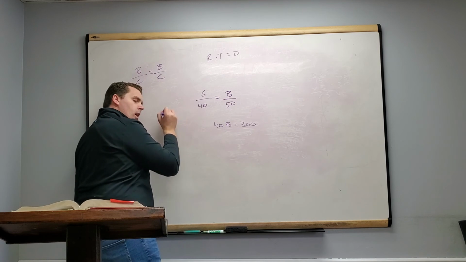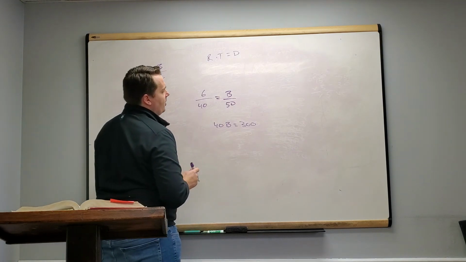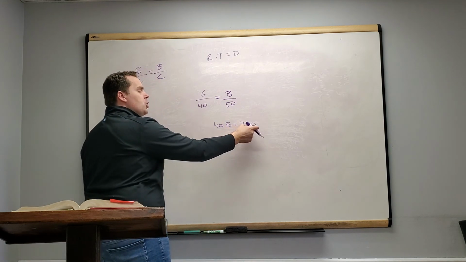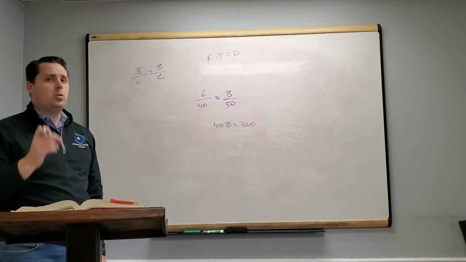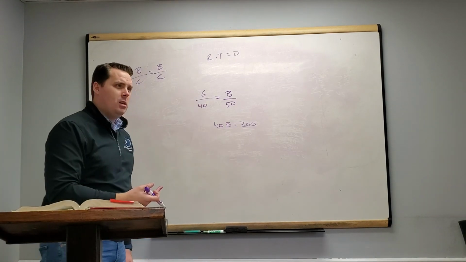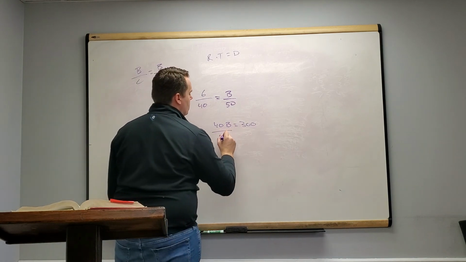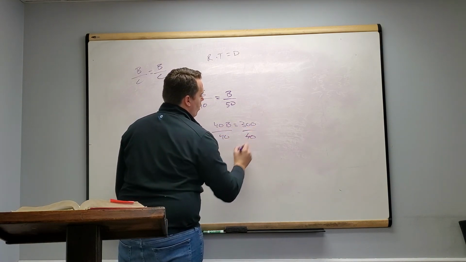If you need to go there and write, that's fine. 6 times 5 is 30, so 6 times 50 is 300. 40B equals 300. The goal of any algebra problem is to do what? Get the unknown by itself. Okay, 40 times B, opposite of multiplication is division. Divide both sides by 40.